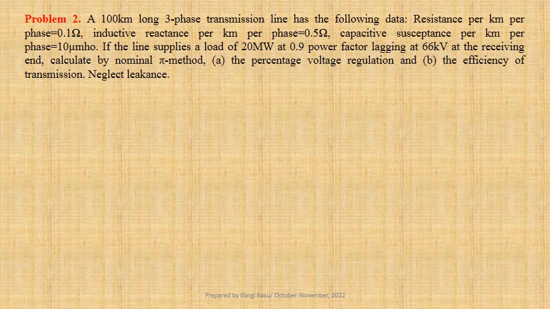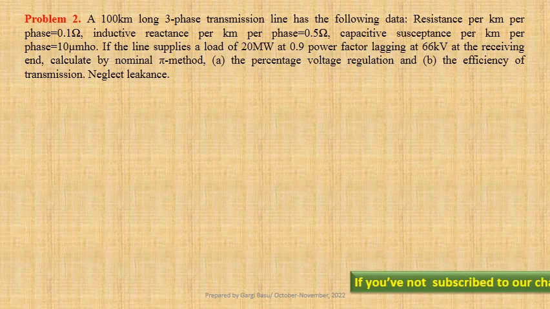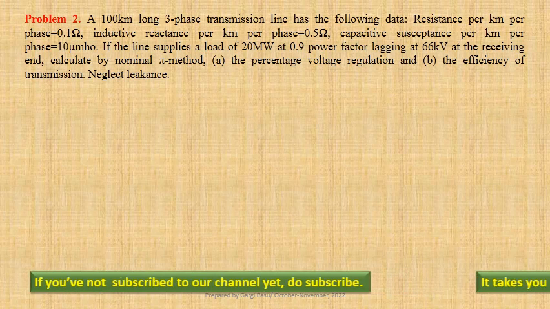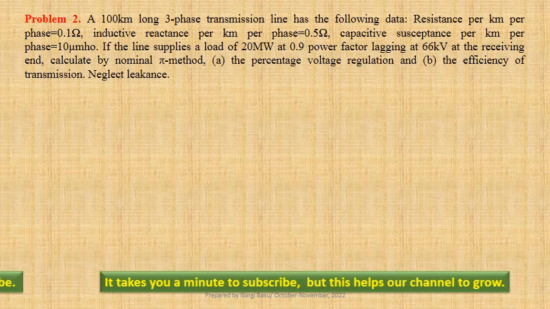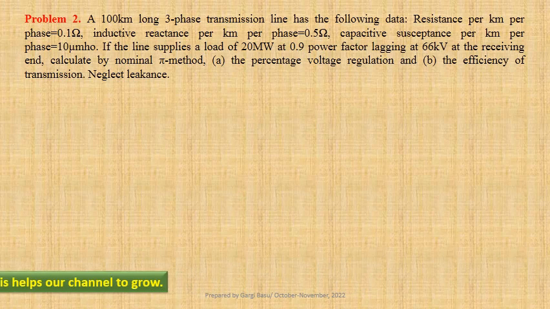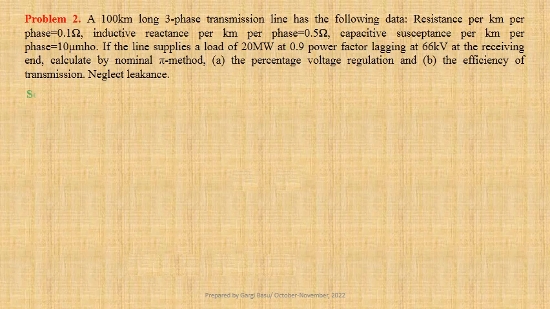A 100 km long three-phase transmission line has the following data. Resistance per kilometer per phase equals 0.1 ohm. Inductive reactance per kilometer per phase equals 0.5 ohm and capacitive susceptance per kilometer per phase equals 10 micromho. If the line supplies a load of 20 megawatts at 0.9 power factor lagging at 66 kilovolts at the receiving end, using nominal pi method and neglecting leakage, we have to determine the percentage voltage regulation and the efficiency of transmission. Let us now write down the given data.